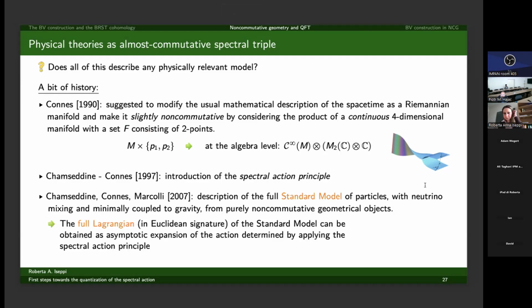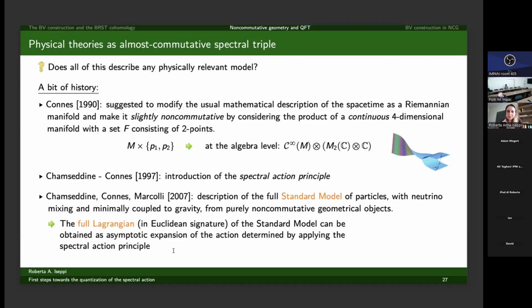And the story continues. So the spectral action principle was the step 2 of the story, introducing the spectral action. But definitely a groundbreaking result was due to Chamseddine, Connes and Marcolli, that described a full standard model of particles with neutrino mixing and few characteristics using spectral triples. And what they obtained was to be able to write the full Lagrangian of the standard model using these ingredients.